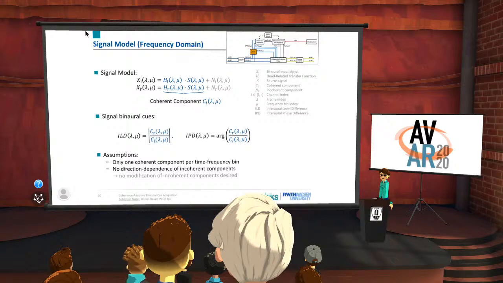And again, there are some assumptions here. One assumption is that there's only one coherent component per time frequency bin, which is a simplification that we need to make because then we have one relative transfer function between these coherent components corresponding to the sound source direction. But many source signals in the real world are sparse, so this assumption might make sense. And the other assumption is that we have no direction dependence of the incoherent components. This is of course a simplification if the incoherent components model things such as reverberation, but it makes things easier for us in the next steps.